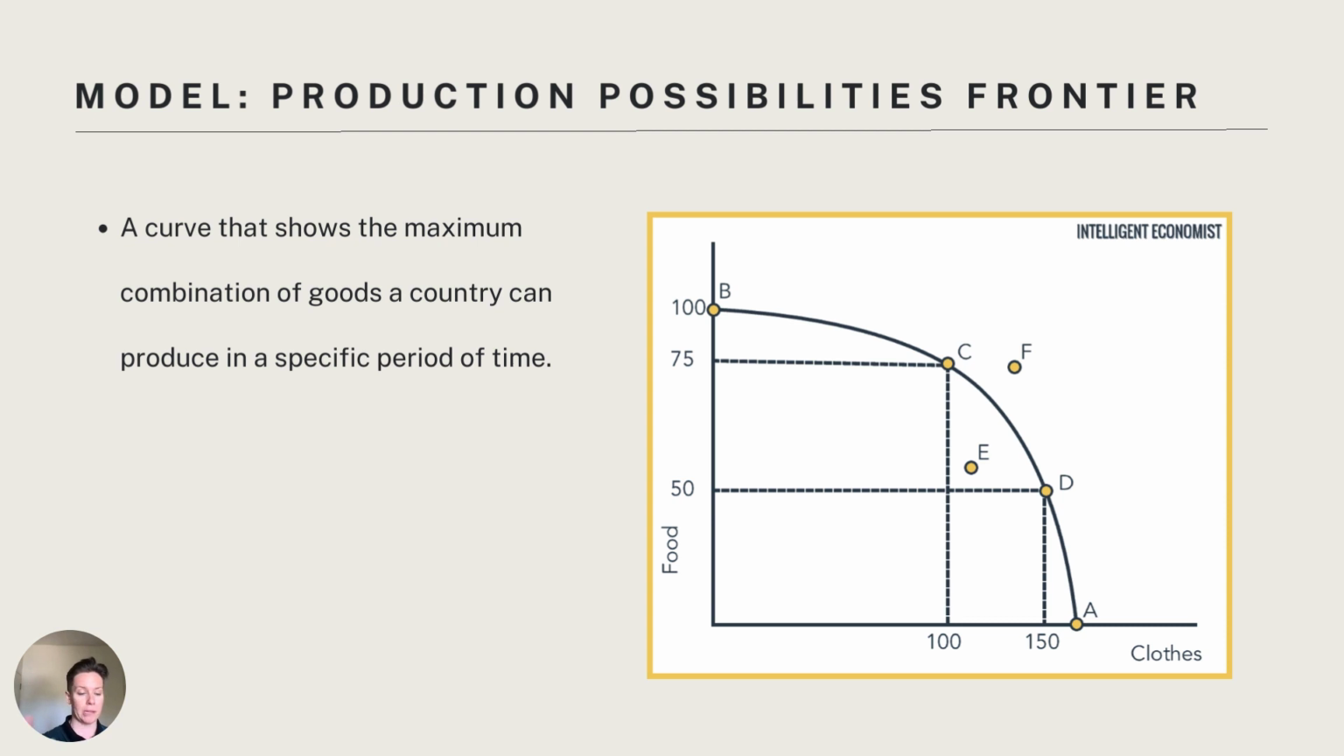You don't want to be below it, and I'll explain why in a moment. You want to be on the curve, because on the curve suggests that you are using your scarce resources to the best of your ability. And if you're doing that, you are best able to satisfy the wants and needs of society, okay?